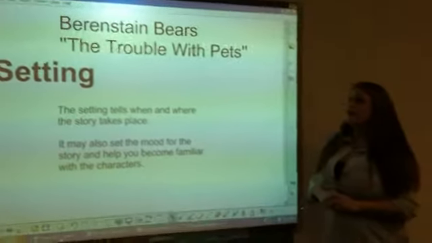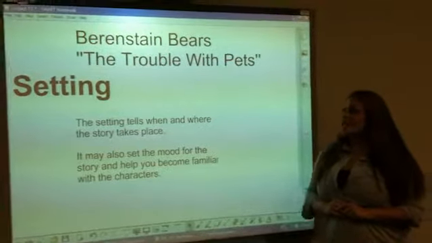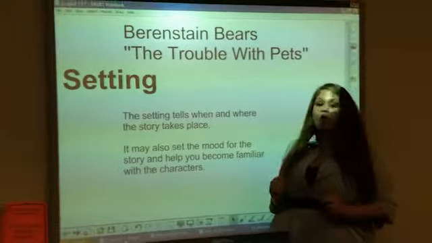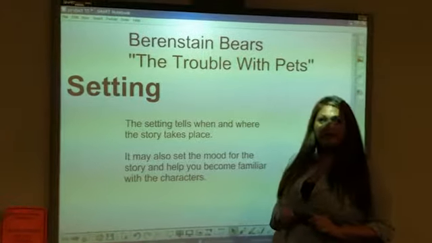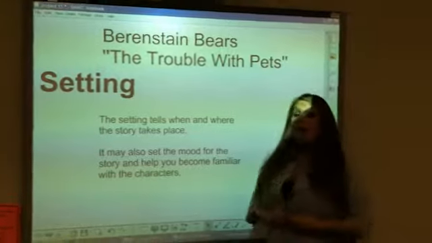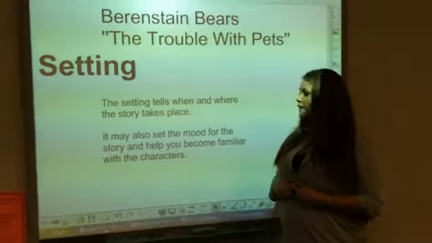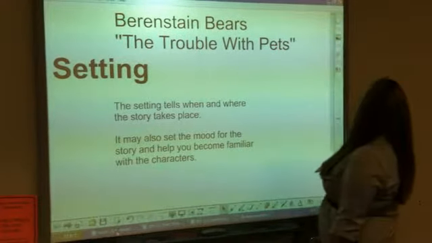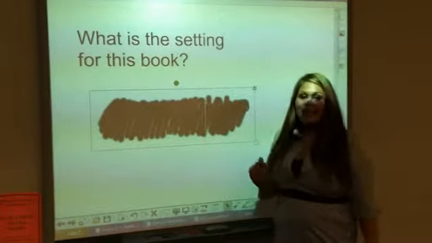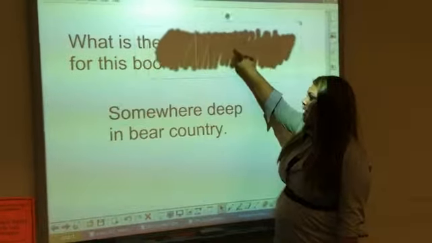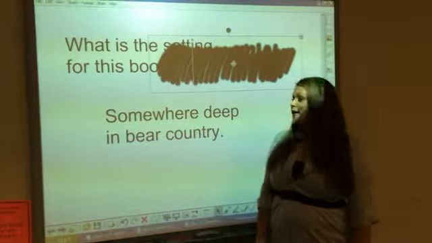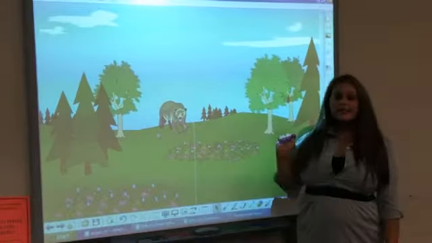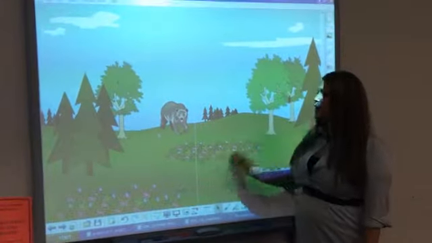Today we're going to be talking about the Berenstain Bears, The Trouble with Pets. The setting is when and where the story takes place. It may also set the mood for the story and help you become familiar with the characters. What is the setting for this book? The setting is somewhere deep in bear country. And here is an example of a bear country with a bear.